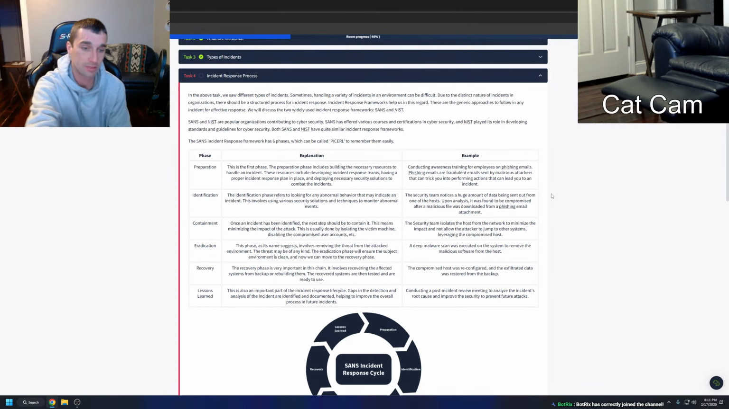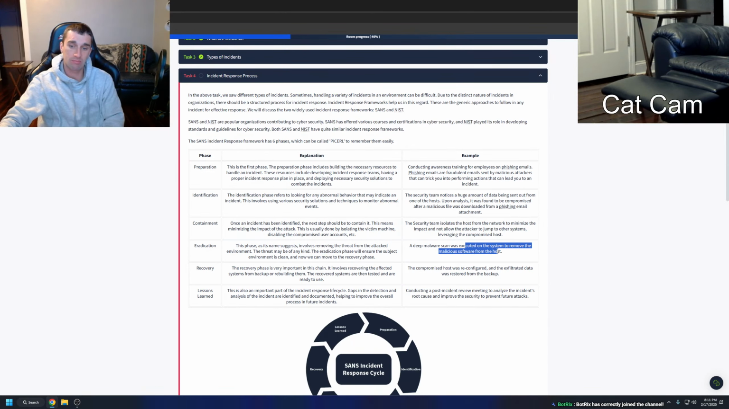Eradication. This phase, as its name suggests, involves removing the threat from the attacked environment. The threat may be of any kind. The eradication phase will ensure the subject environment is clean, and now we can move to the recovery phase. For example, a deep malware scan was executed on the system to remove the malicious software from the host.